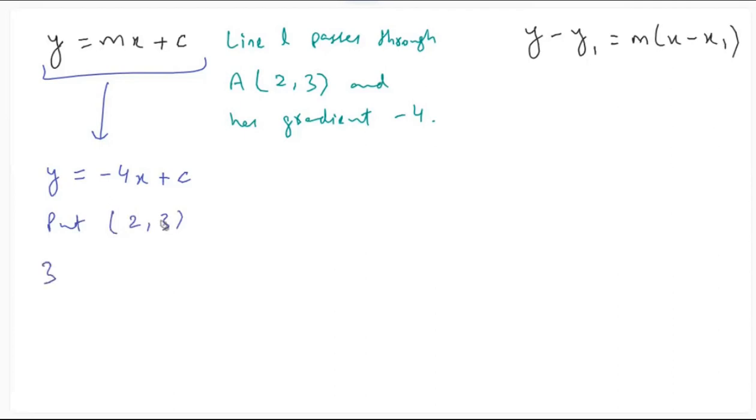So we say this is 3 equal to -4 into 2 plus c, and that gives you c equal to 11. Exactly. So c turns out to be equal to 11. Yes, that's correct. Hisham, Rafi, Manahil, that's correct. So what do we get from this? We have the equation of the line here, and that equation is y equal to -4x plus 11. That is the equation of this line. Okay, -4x plus 11.